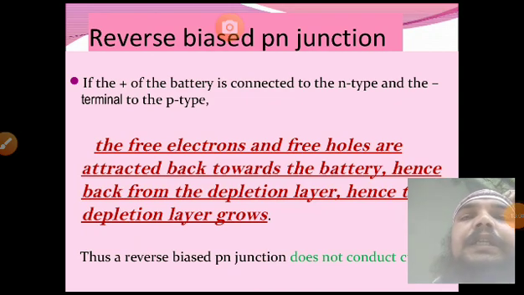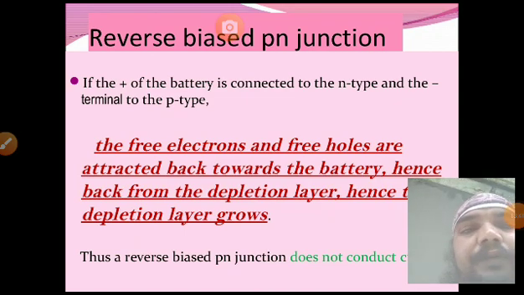Reverse biased PN junction diode. If the positive terminal of the battery is connected to the n type and the negative terminal to the p type semiconductor, the free electrons and free holes are attracted back towards the battery. Hence they move back from the depletion layer, so the depletion layer grows.